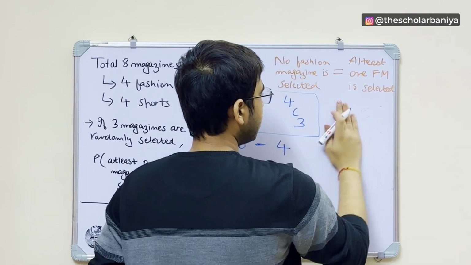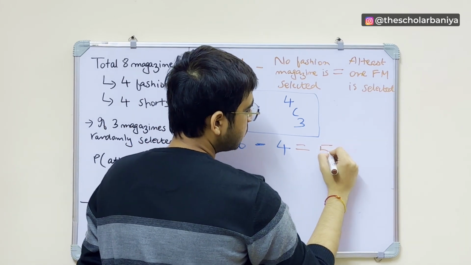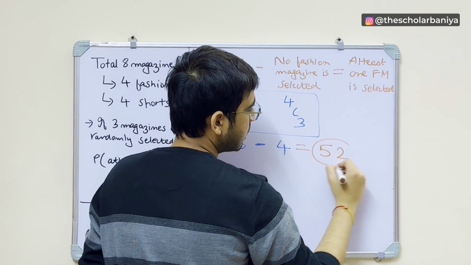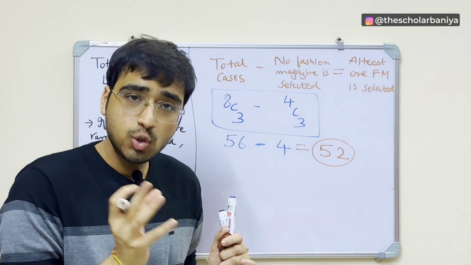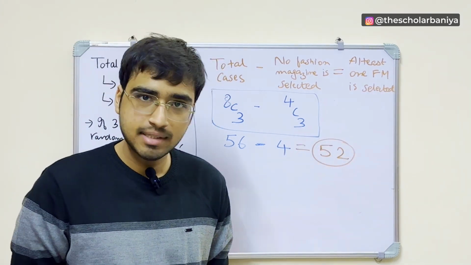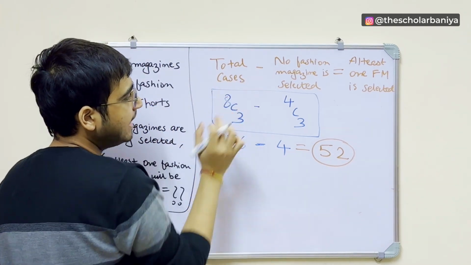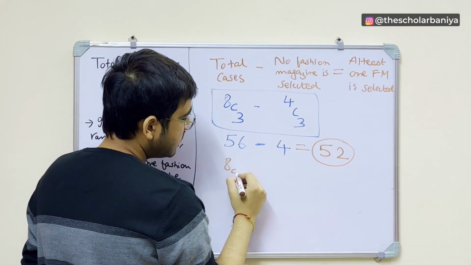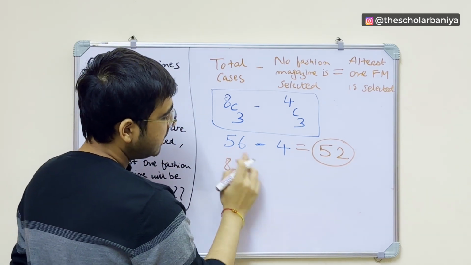Now tell me one thing. What does this come out to be? This comes out to be 52. Right? So there are a total of 52 ways in which at least one fashion magazine can be selected. Right? And in total how many ways were there? Total cases were 8C3. Right? And what is 8C3? 8C3 is nothing but 56.